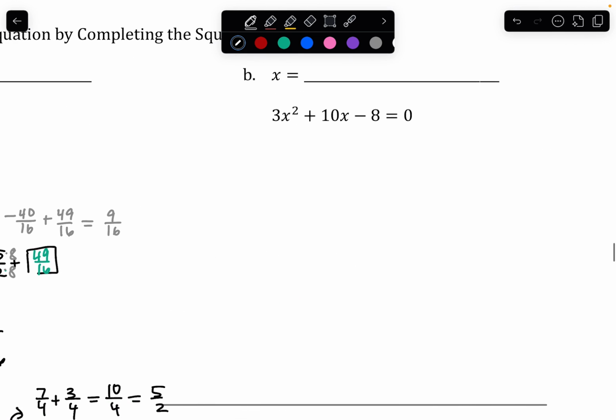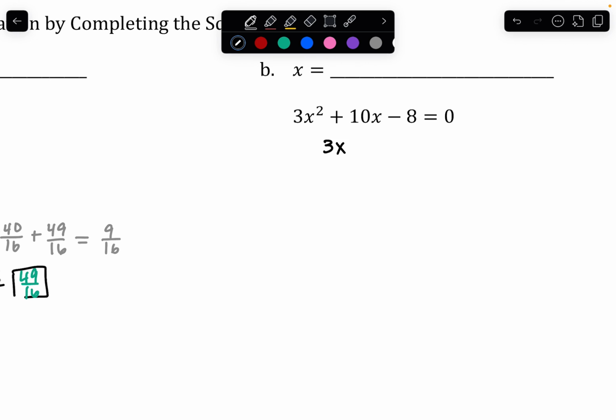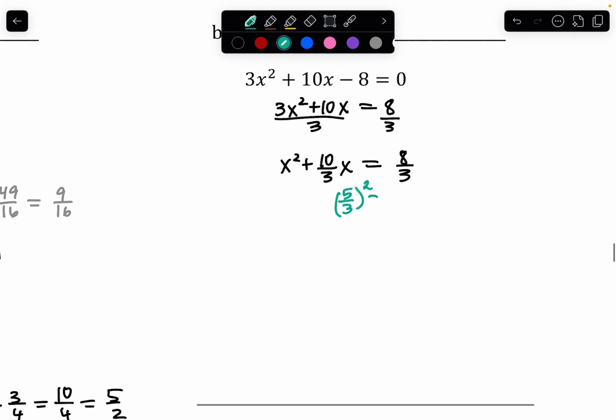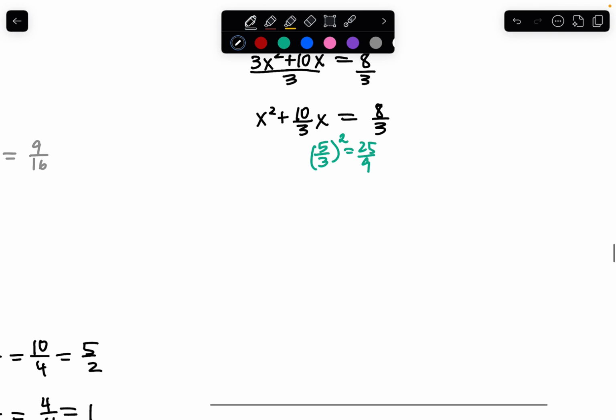Okay, for this last one, we need to first move our constant to the other side and then divide everything by 3. So x squared plus 10/3 x equals 8/3. Half of b would be 10/6, which is 5/3, which makes sense. Half of 10/3 is 5/3, and square it. Gives us 25/9. Square the top, square the bottom.